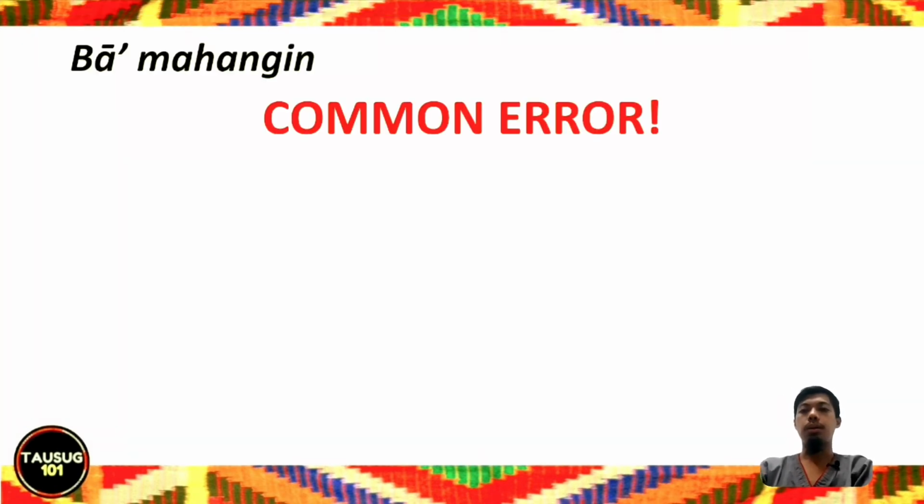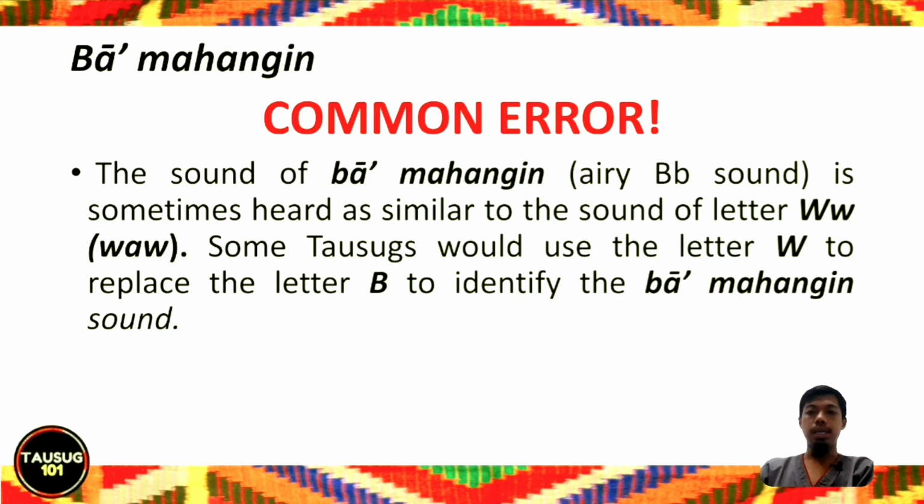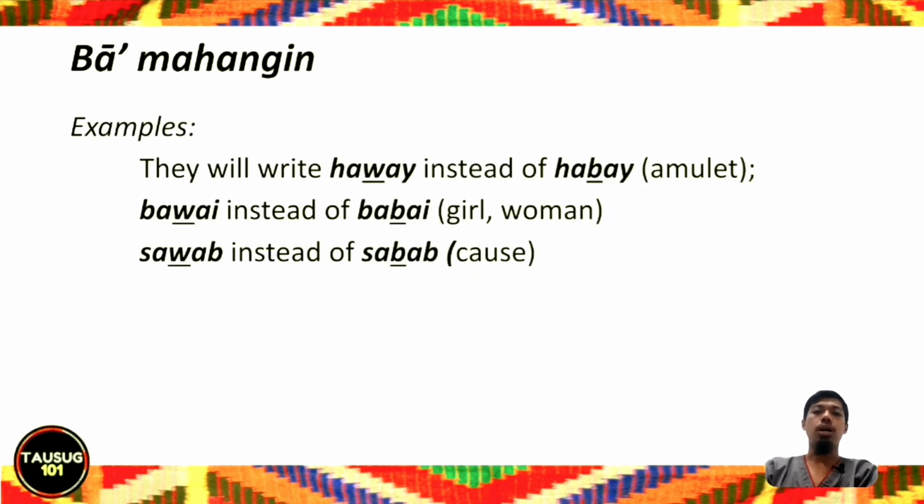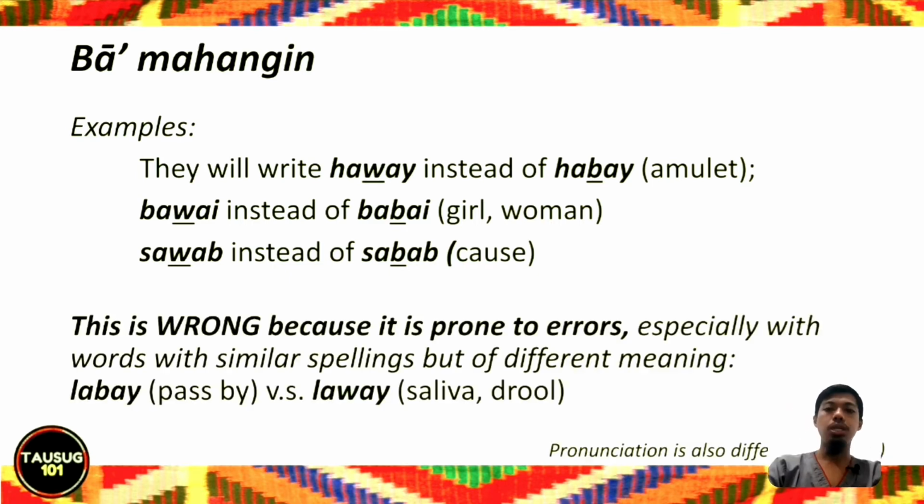Common error with Bā Mahangin. The sound of Bā Mahangin, or airy Bā sound, is sometimes heard as similar to the sound of letter W. Some Tausūgs would use the letter W to replace the letter Bā, which is not correct. This should be avoided at all times. Why? Because here are examples. They will write Hawai instead of Havai, Bawai instead of Bavai, and Sawab instead of Savab. So please try to avoid.